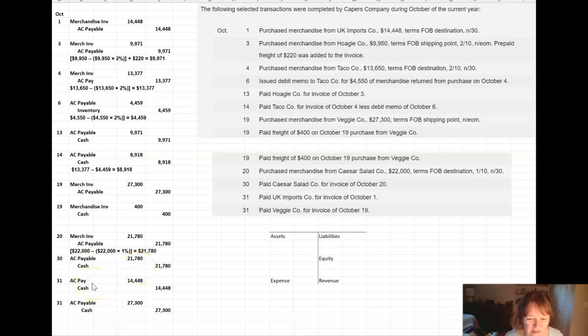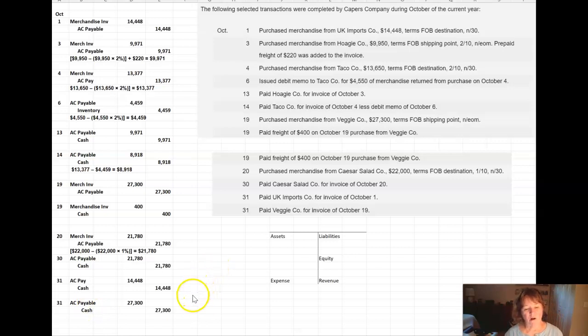And then, what else do we have here? We paid UK Imports for the invoice on October 1st. So that's the very first one for the 14,448. Decrease the payable, decrease cash. We had no discount or anything on that one. And then the last one, we paid Veggie for the invoice on the 19th. So that's the 27.3 that was due. So decrease the payable, and decrease cash.